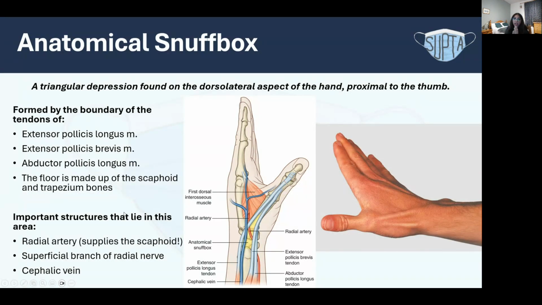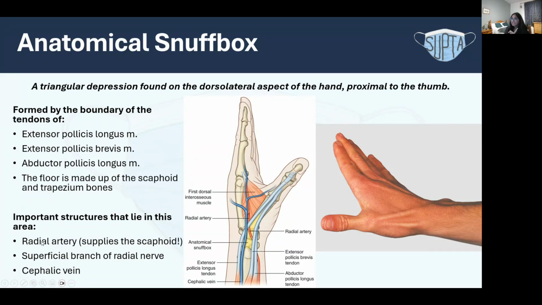And the reason why you need to be able to identify a scaphoid fracture early is because of the structures that lie in this area. Now think about it. The radial artery goes here, okay? You also have the superficial branch of the radial nerve, which you can't really see in this diagram, but just know that it's there. And you also have the cephalic vein, okay? So it's very important to know about these structures.